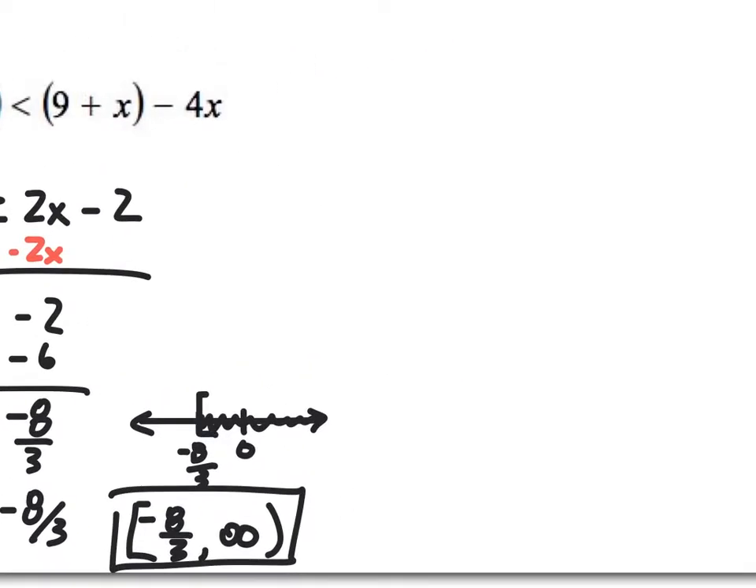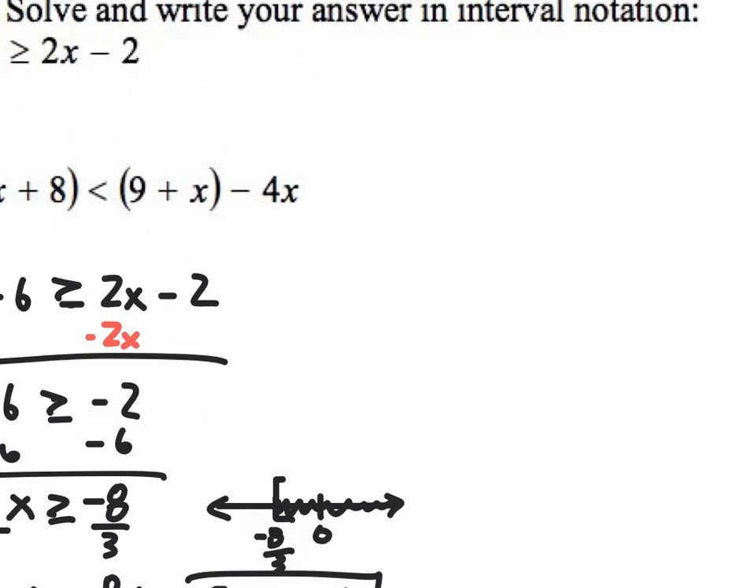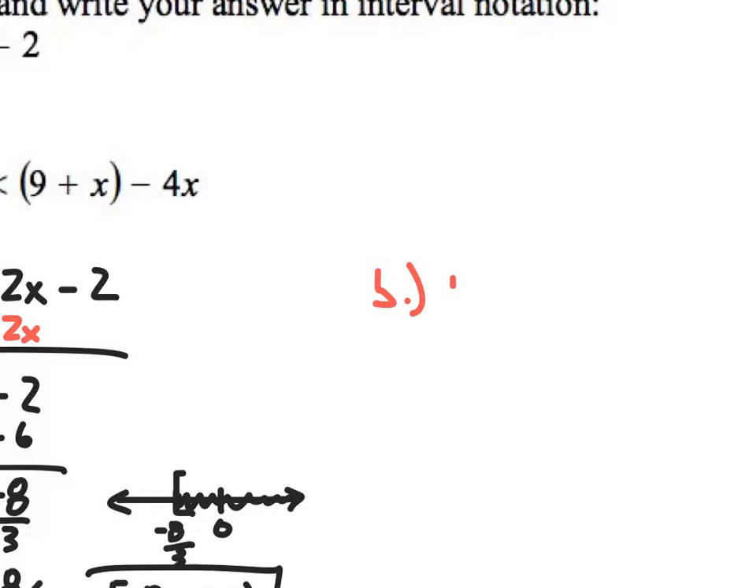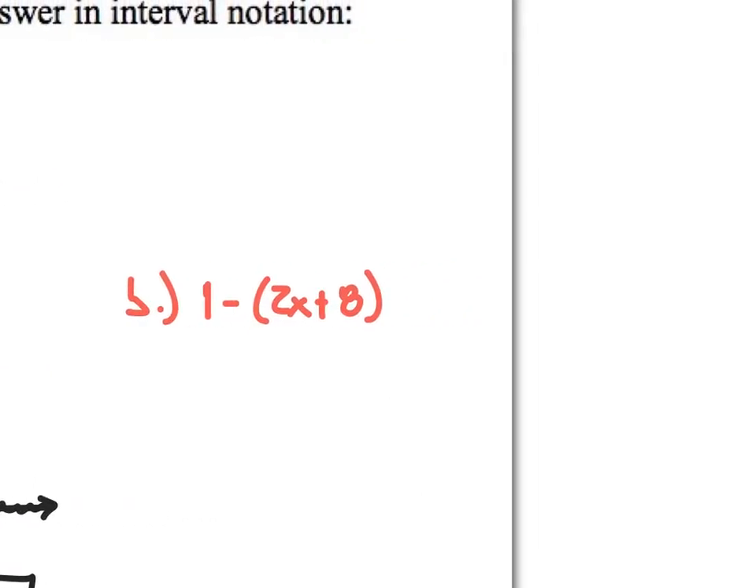All right, let's look at B. For part B, we've got 1 minus the quantity 2x + 8 is going to be less than the quantity 9 + x, and then minus 4x.